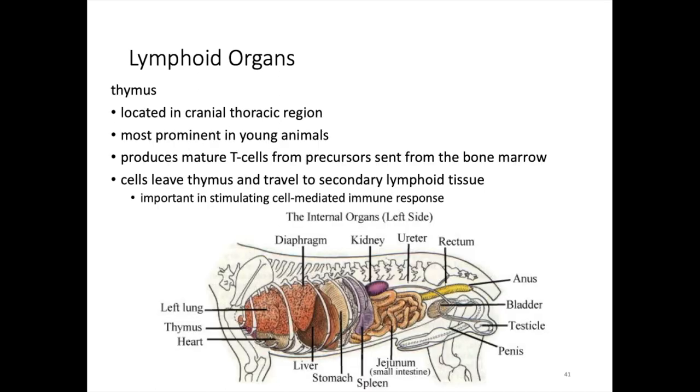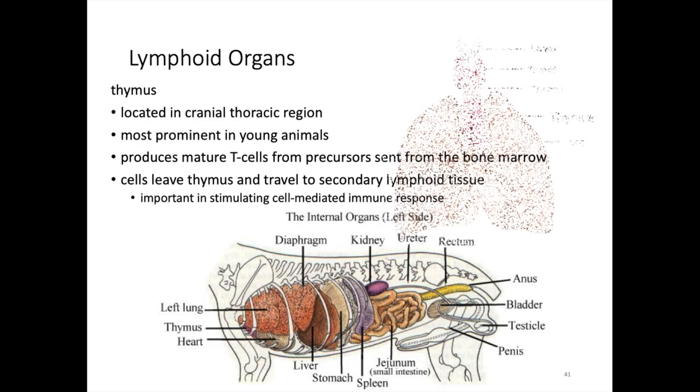So looking at the thymus, it's located in the cranial thoracic region, and it's most prominent in young animals. It produces mature T cells, which are those lymphocytes, from precursors sent directly from the bone marrow. Cells then leave the thymus and travel to secondary lymphoid tissue. It's important in stimulating cell-mediated immune response. So if we're having a cell-mediated immune response and the thymus is not working appropriately, then it's not going to send out those mature T cells to help fight.